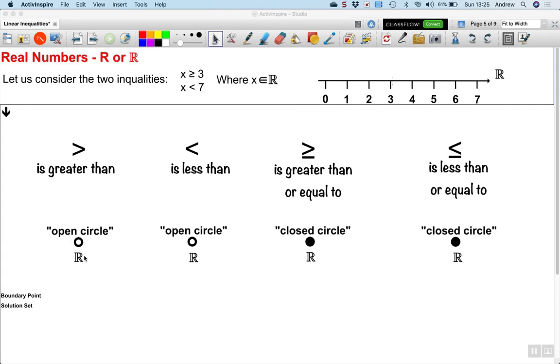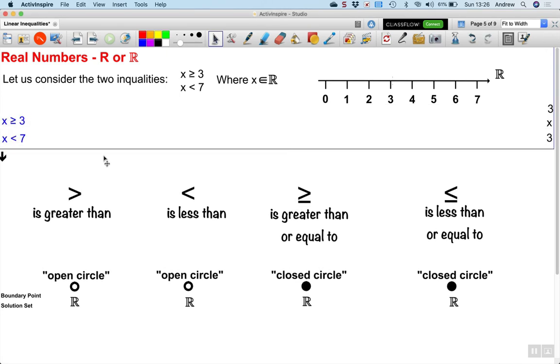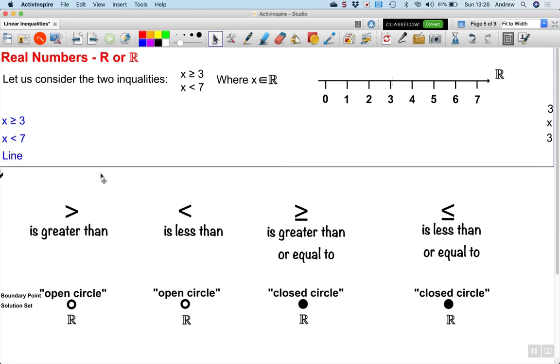Now, you have got to learn that the only time you use open circles is with real numbers. You can use closed circles with real numbers, with integers, and with natural numbers. But a closed circle is only used when something can specifically be equal. It's really important. So here we're going to look at a situation where x is greater than 3 and x is less than 7. We're looking at a combined solution set.